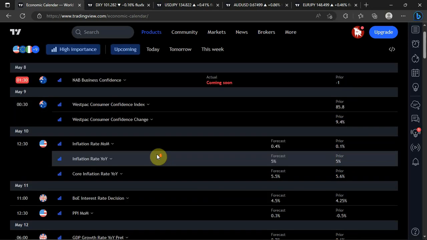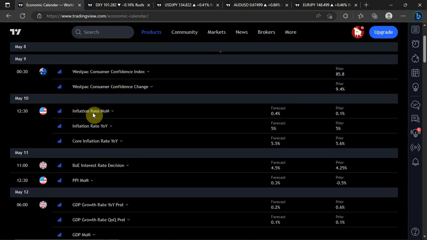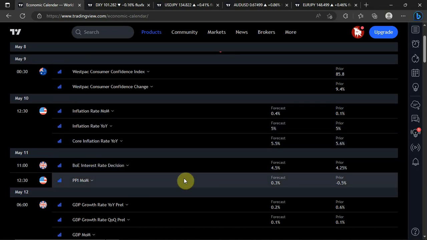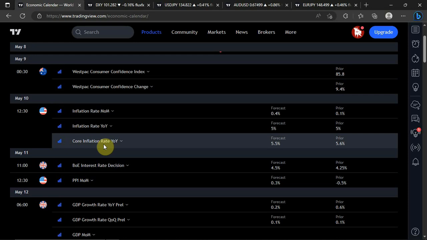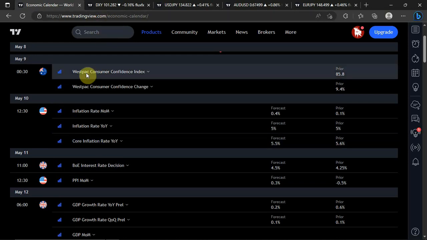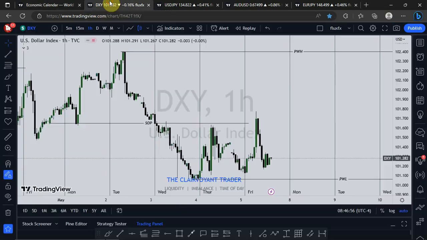Realize that within the week, the major high impact news is CPI and then the interest rate announcement of the Bank of England. So you better watch out for that. Let's go into the charts and see what price is doing and what price is yet to do.